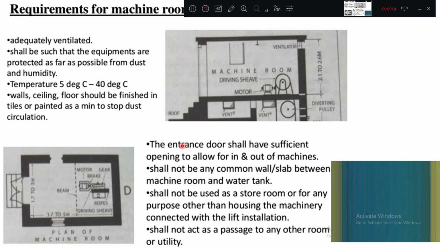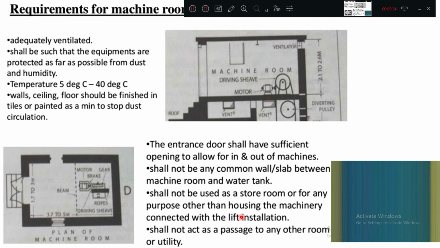The entrance door shall have sufficient opening to allow the machine to go in and out. So this door is there in the plan. It should allow free movement of the machine and people in and out. There shall not be any common wall or slab between the machine room and the water tank. There should not be any water tank next to it. If at all it is there, there should be no common wall. There should not be any common wall with other structures.